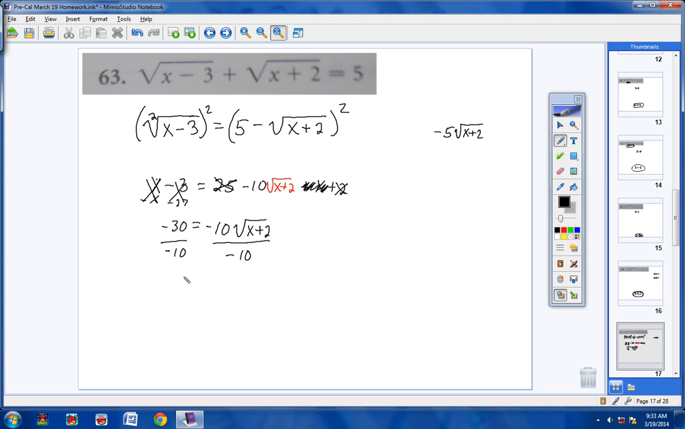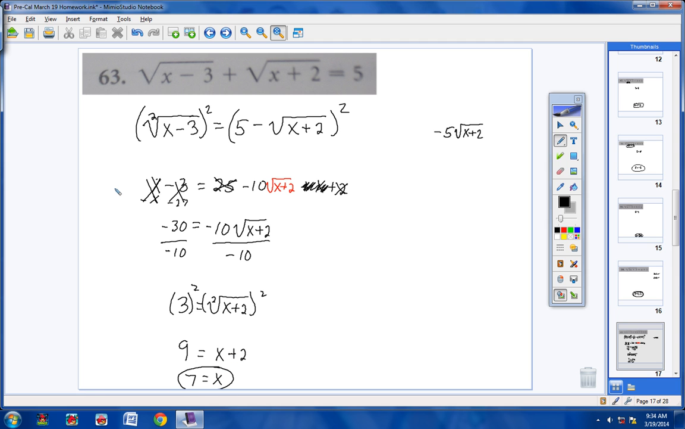And now we're finally getting somewhere. A negative divided by a negative is a positive, positive 3, and I'm left with the square root of x plus 2. And now I have a square root, so I'm going to raise my square root to a second power. I must raise the other side to the second power. I'm left with 9 equals x plus 2. Bring the 2 over, make it negative 7 equals x.